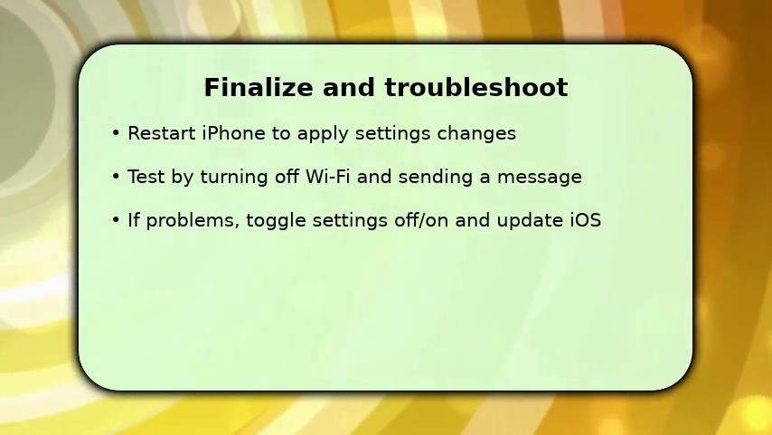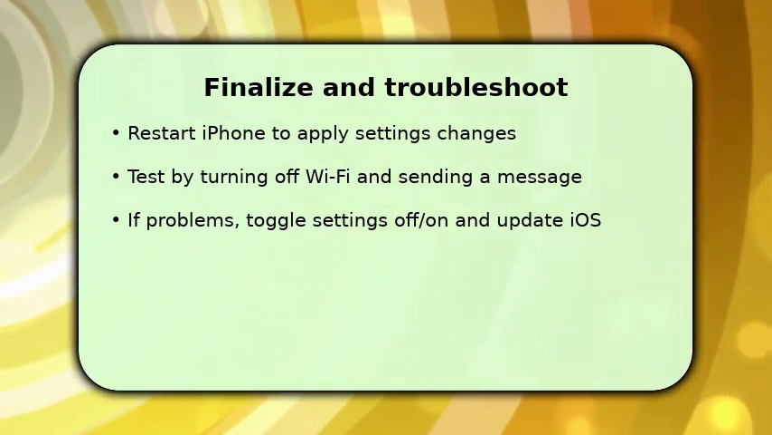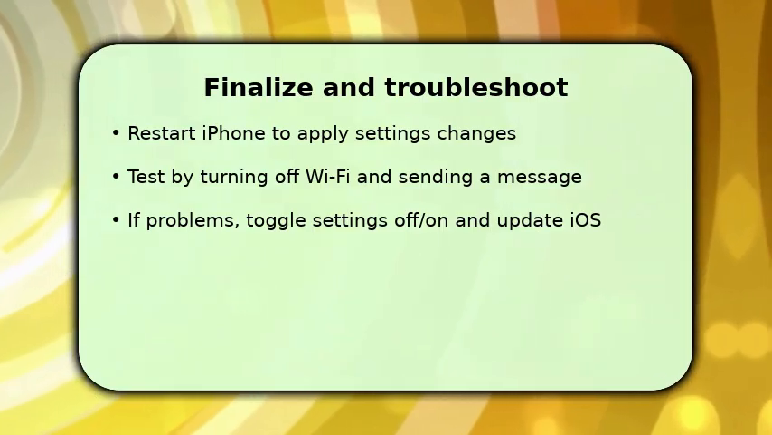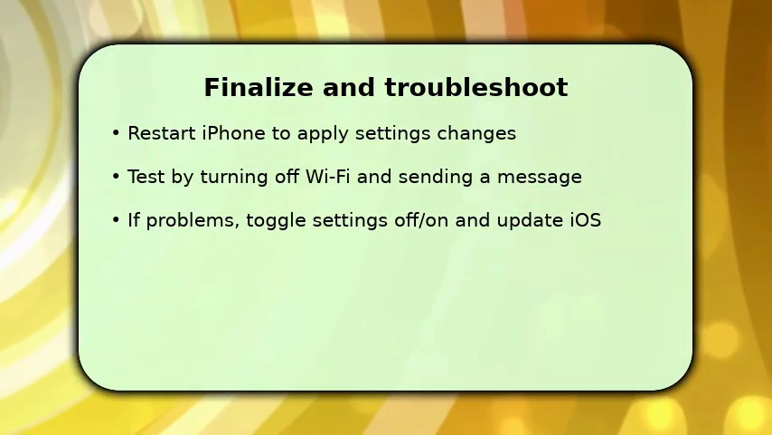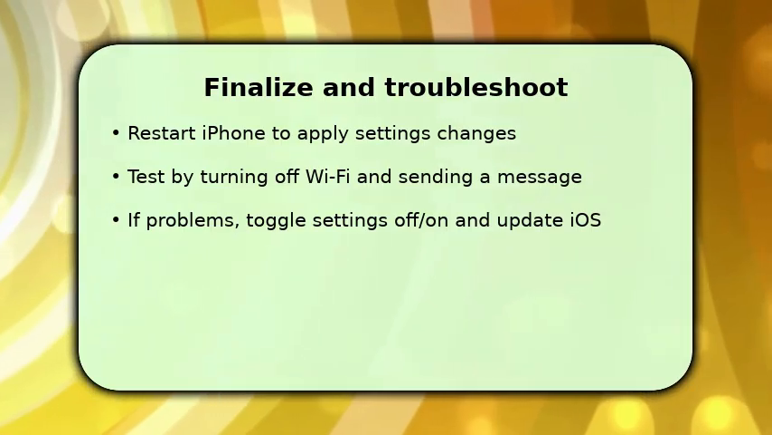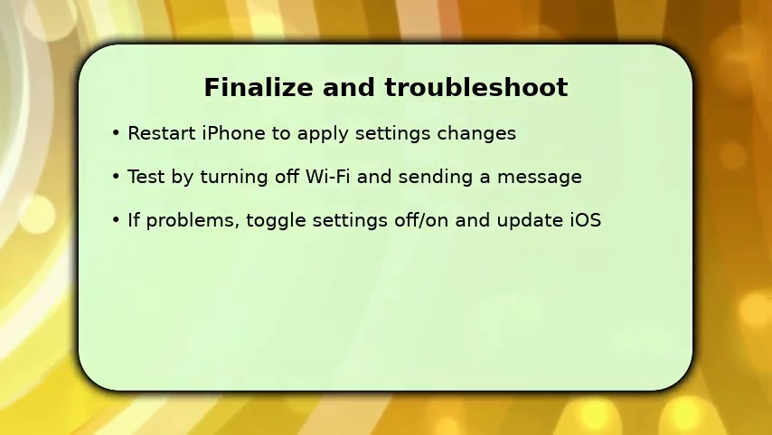Once done, test: disable Wi-Fi and try sending a WhatsApp message. If cellular is blocked, the message won't send. Make sure you see the cellular icon but no WhatsApp data usage under Settings, Cellular.